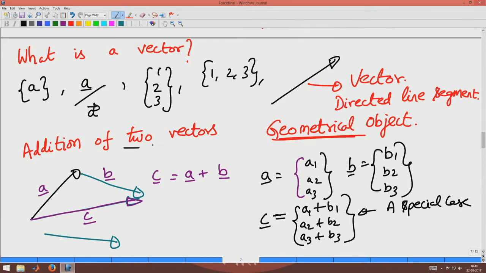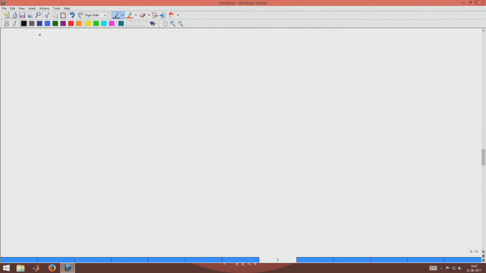There are cases where you can write the components of vector A and B as this and the components of vector C will become this under some special circumstances. What they are and when it becomes like this, we will see subsequently, okay. Next we are interested in seeing scalar multiplication.